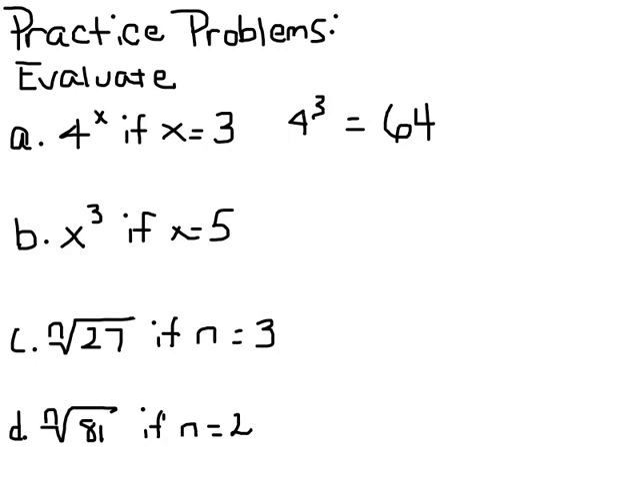Alright, x to the third power if x is equal to 5. So that means 5 to the third power is 5 times 5 times 5. Well, 5 times 5 is 25, and 25 times 5 is 125.